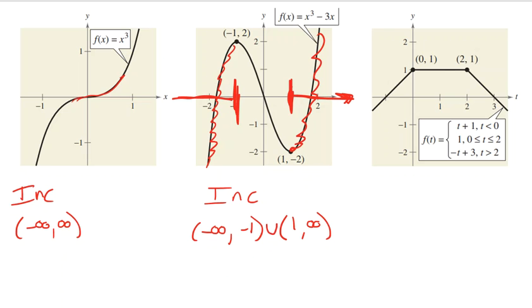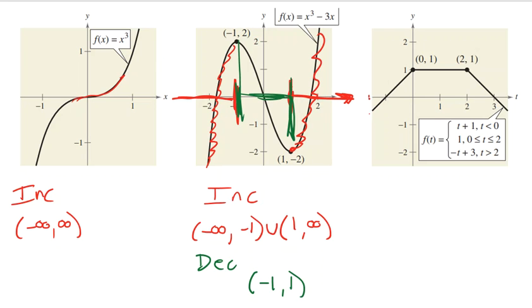Now, where's this graph decreasing? Well, it's decreasing in the middle from -1 to +1. In that interval, it is decreasing. So -1 to 1, the interval that we skipped for increasing is the interval where we are decreasing. All right, this next graph does all three. So let's talk about this graph.